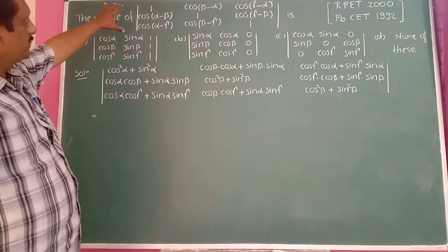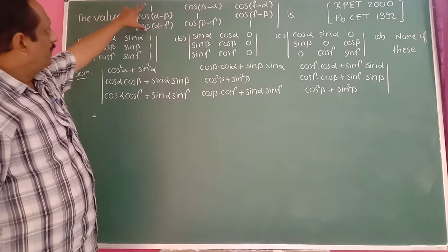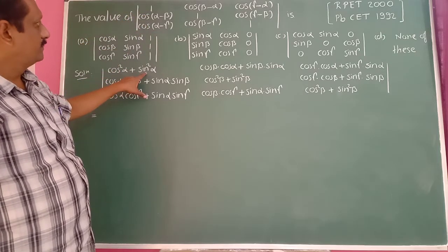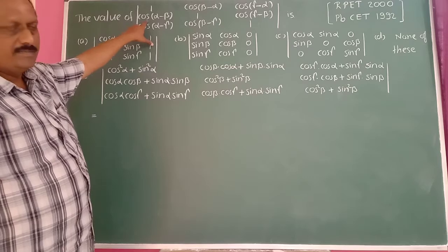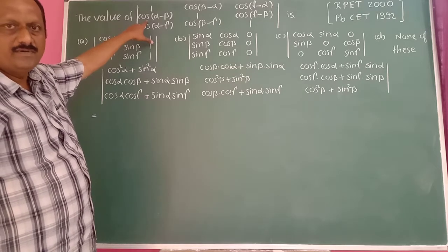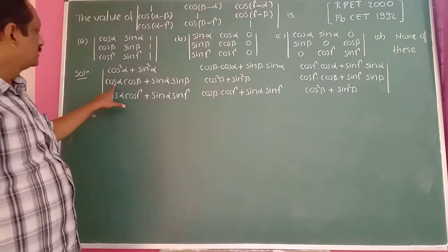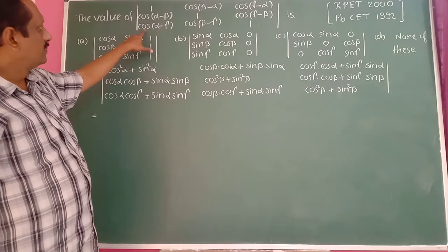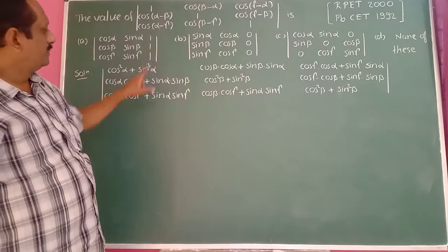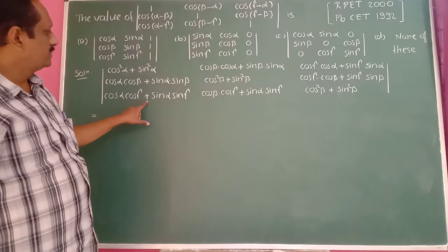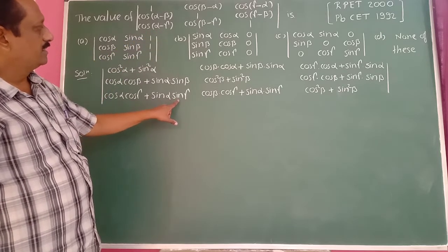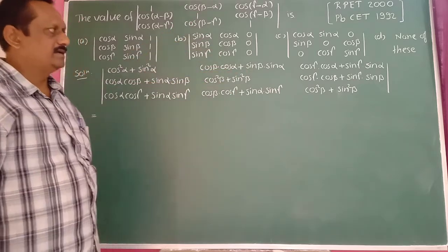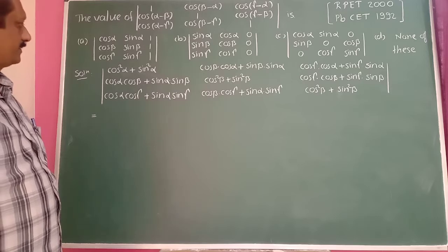So here this is the given determinant. I am writing this entry as cos square alpha plus sin square alpha. Cos of alpha minus beta, use the compound angle formula: cos alpha cos beta plus sin alpha sin beta. Cos of alpha minus gamma: cos alpha cos gamma plus sin alpha sin gamma. Similarly, write the other two columns also like this using the compound angle formula here.